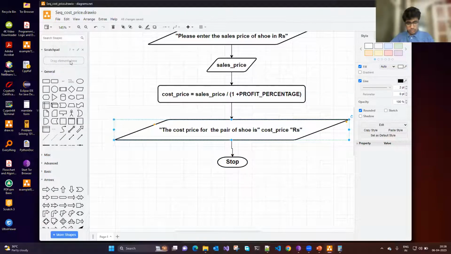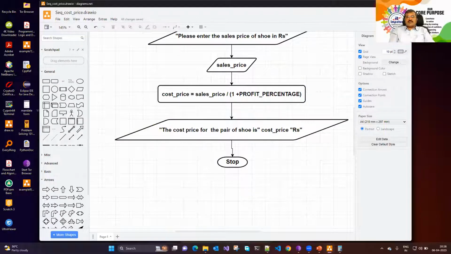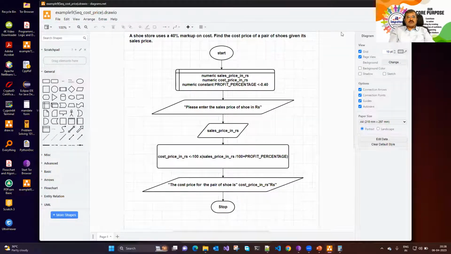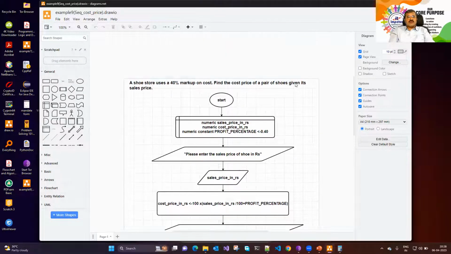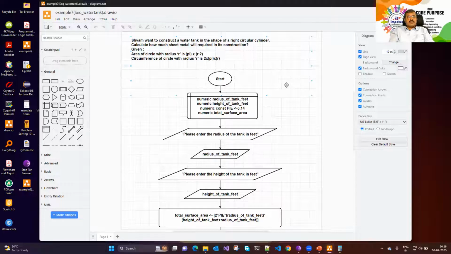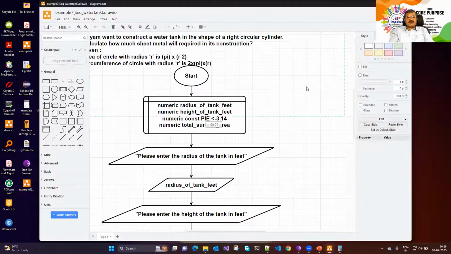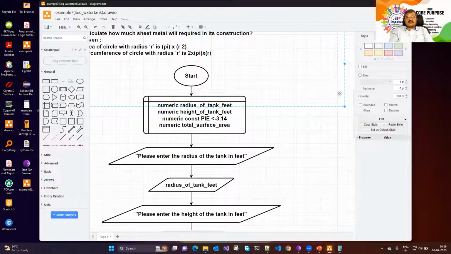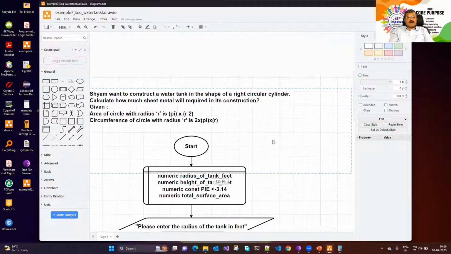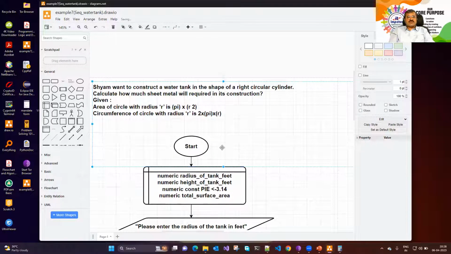No, sir. Okay. Now let's use another tool to solve the problem. We had one more question, and that question was about the water tank. Two of them have solved this example. Others, I hope you have at least gone through the problem statement that was given. Problem statement says, Shyam wants to construct a water tank in the shape of a right circular cylinder. Calculate how much steel metal will be required in its construction.